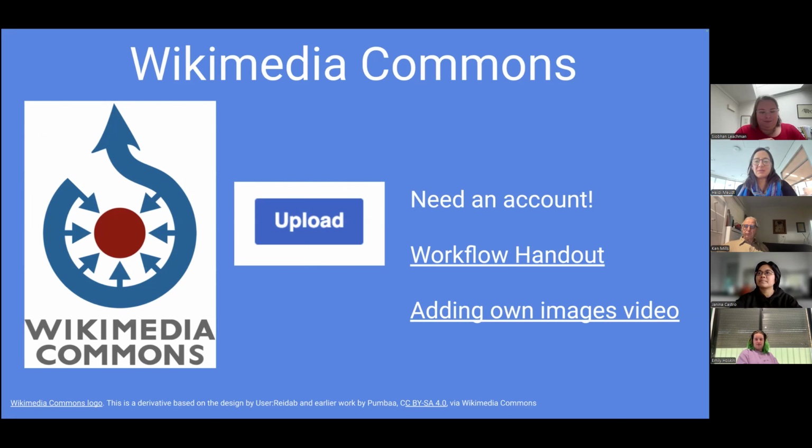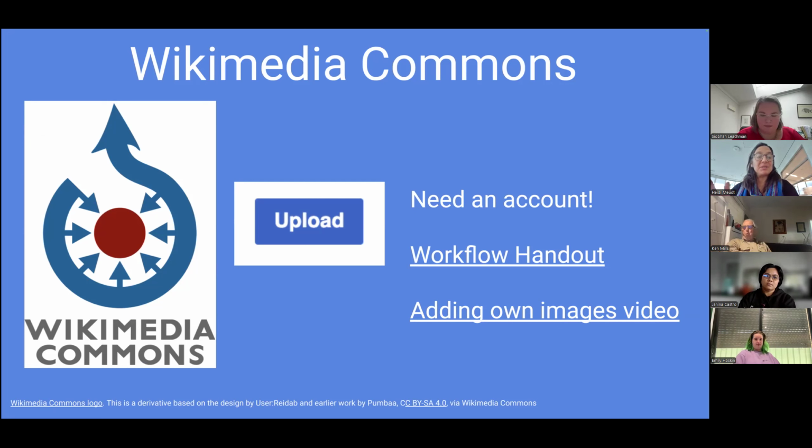So what is Wikimedia Commons, or Wiki Commons? It's basically the image repository for Wikipedia, Wikidata, and other wiki projects. As a general rule, if you want to add an image to a Wikipedia article, it has to first be placed in Wikimedia Commons, and that's where you're going to grab it from.